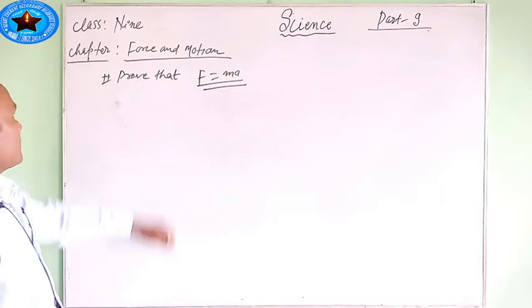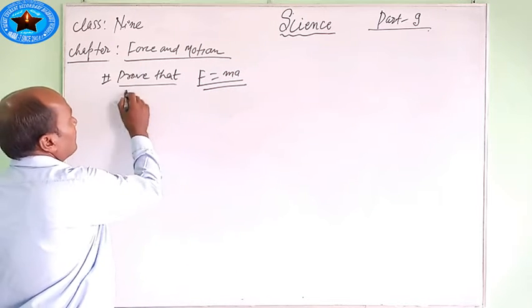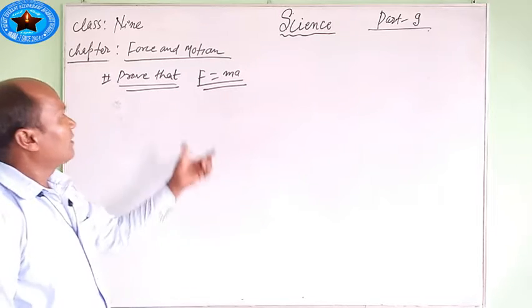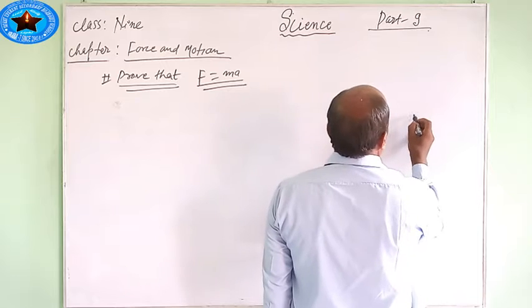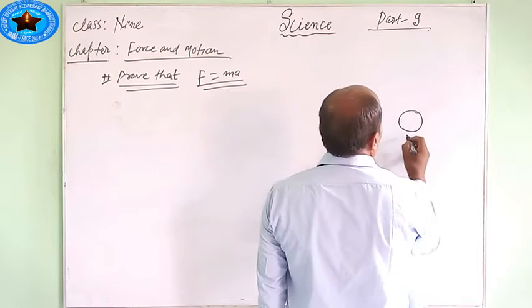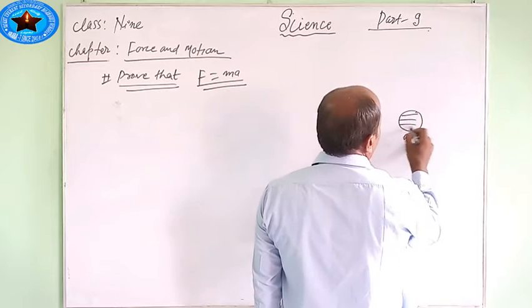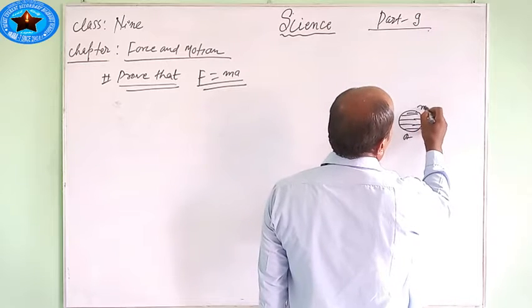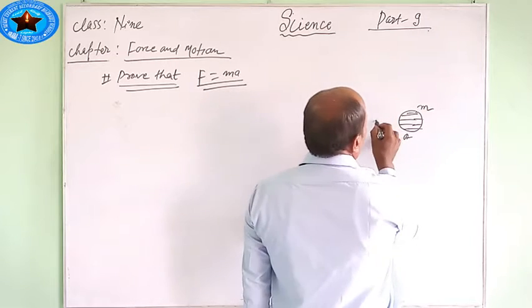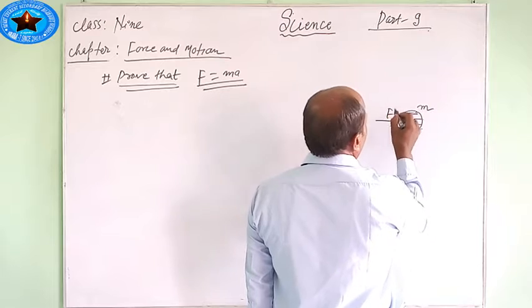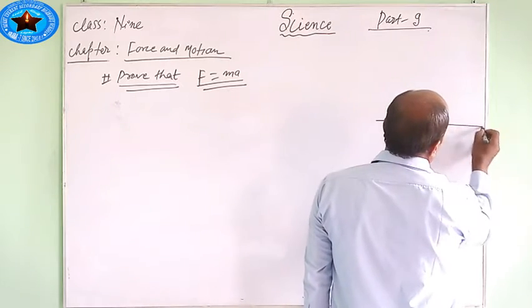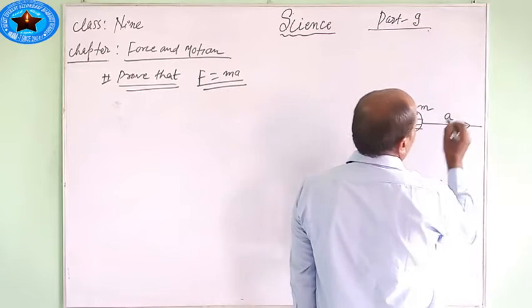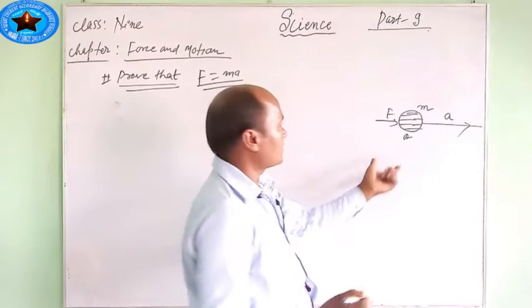From Newton's second law of motion we can prove it. Here you also know that there are two bodies, A and B, and the mass of the body is m. When a force is applied on the body, what happens? The body accelerates. Acceleration is produced. First case.